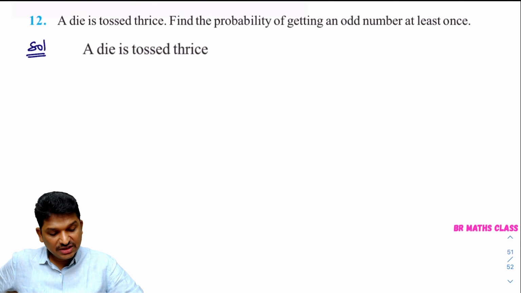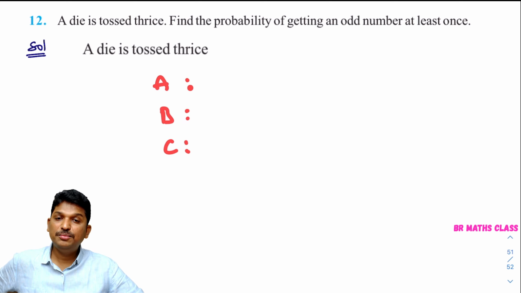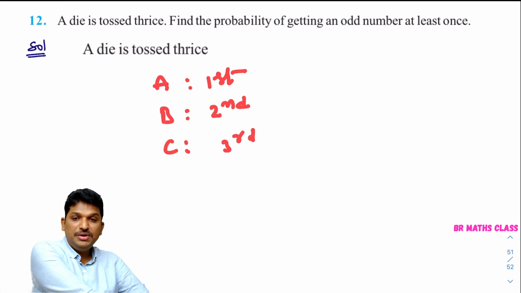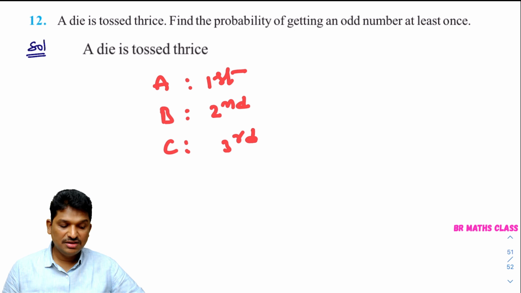Here I'll tell you three things: A, B, C, three events. A: die is tossed the first time. B: die is tossed the second time. C: die is tossed the third time. Now you tell me, are these events independent events or not?